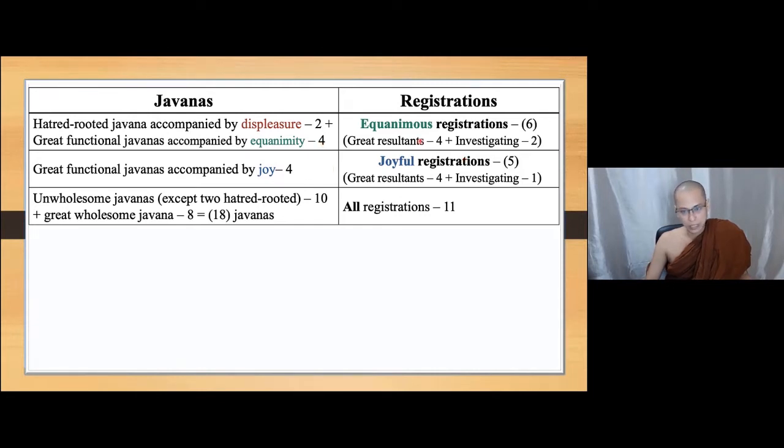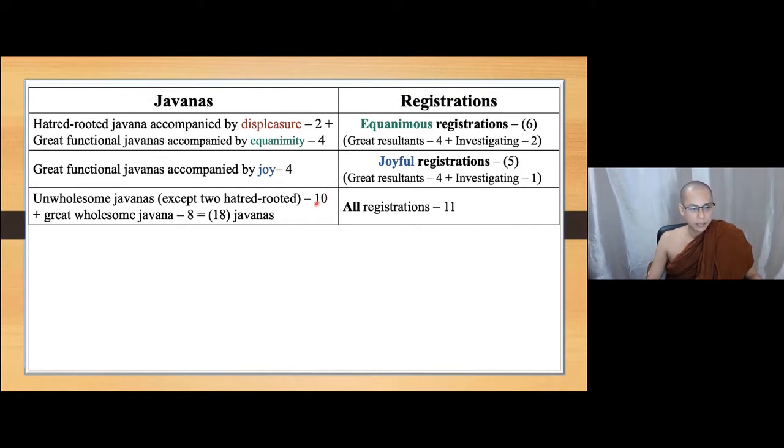After that, you need to consider the feeling. If the Javana is accompanied by equanimity, any of the six registration follows. If the Javana is accompanied by joy, any of the five joyful registration will follow. Then the last one, the other 18 Javana, apart from these two groups, including the unwholesome Javana except the two hatred roots. You can consider what the remaining Javana are, 18. All the unwholesome consciousness can perform the Javana function. We already talked about the hatred-rooted consciousness among the 12 unwholesome. With the greed-rooted and delusion-rooted consciousness, altogether 10 consciousness remain.